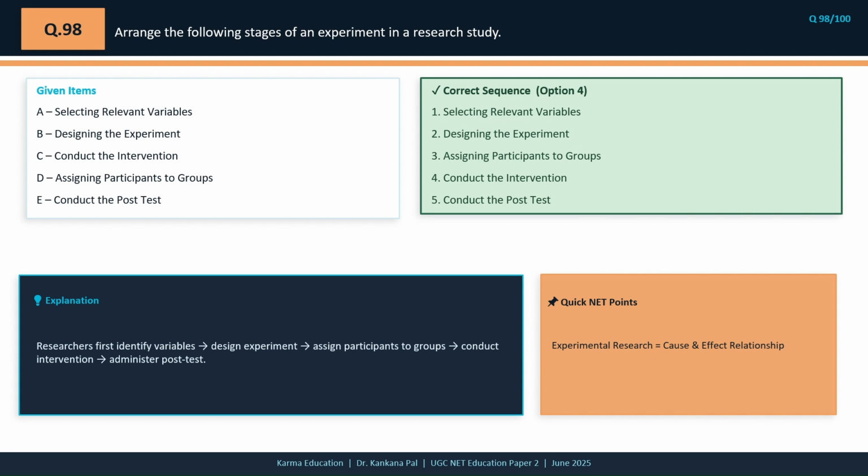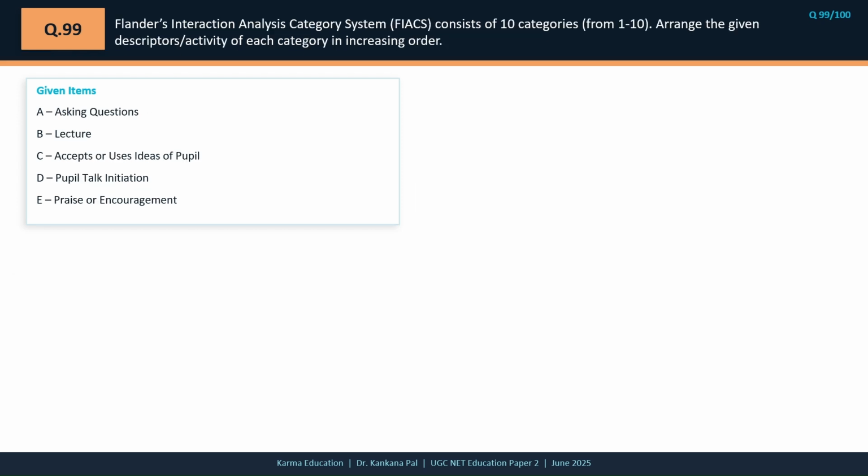Well, researchers first identify variables, design the experiment, assign participants, conduct intervention, and finally administer the post-test. A quick NET point: experimental research focuses on cause and effect relationship. Now, moving on to question number 99. FIACS consists of 10 categories. Arrange the following descriptors in increasing order.